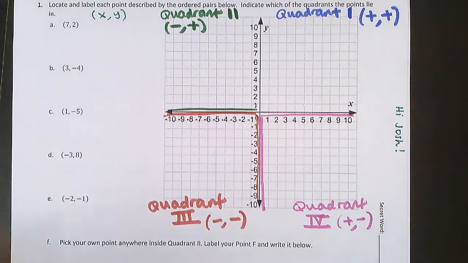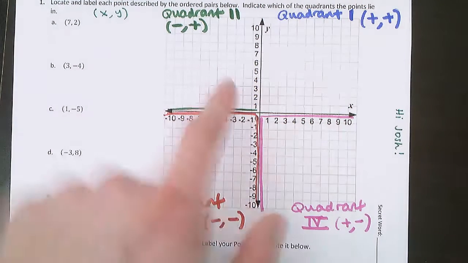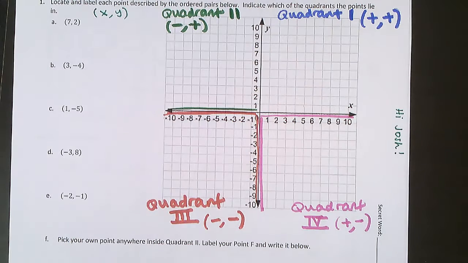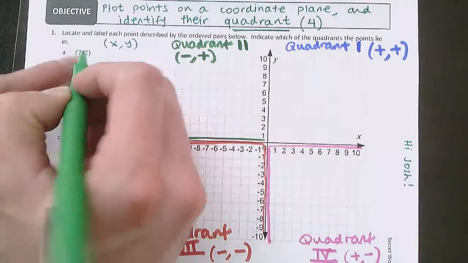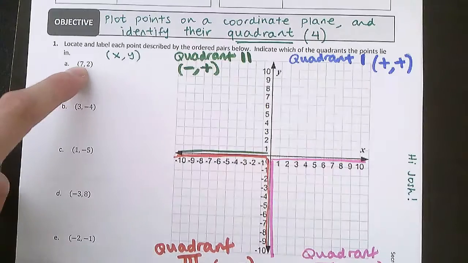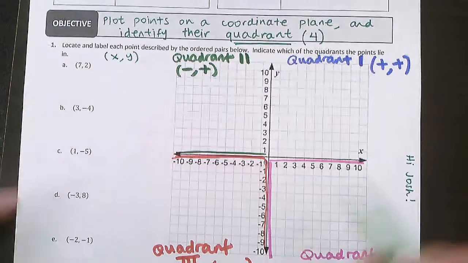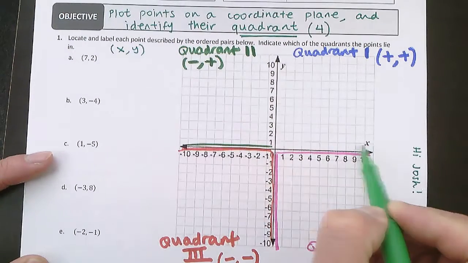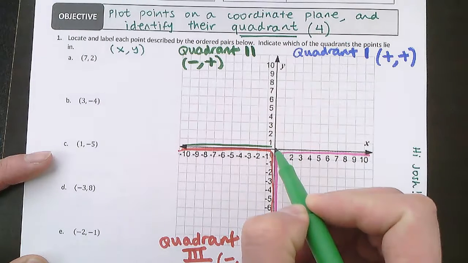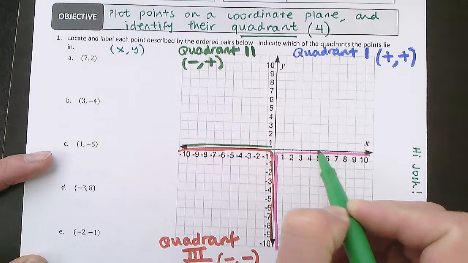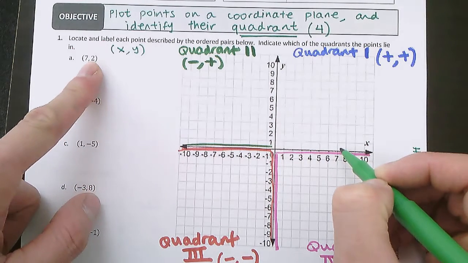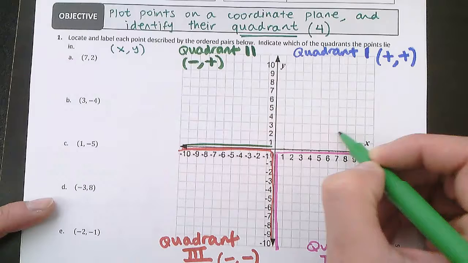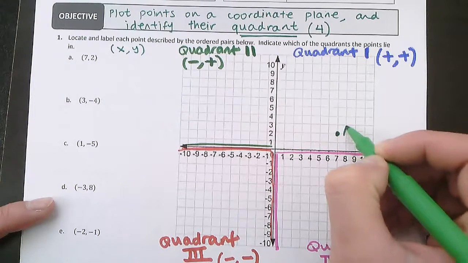Now let's start to put some of these points on this graph and identify what quadrant they're in. We're going to do the first 2 together, and then you're going to finish the rest on your own. So the first one has an x value of 7 and a y value of 2 for point A. So the x value, the horizontal line, we got 7, positive 7. 1, 2, 3, 4, 5, 6, 7. Okay. And then the y value is 2. So we're going to go up 2. 1, 2. And this is point A.